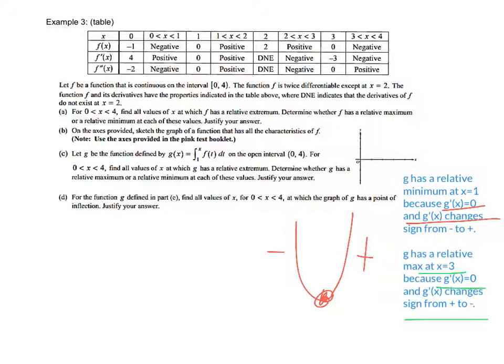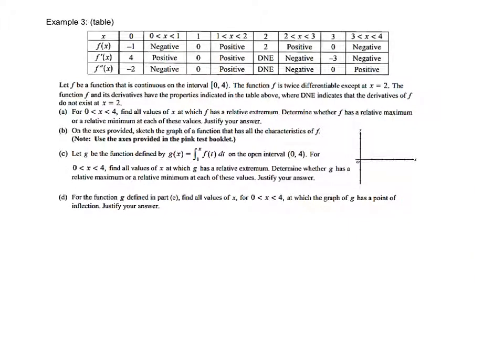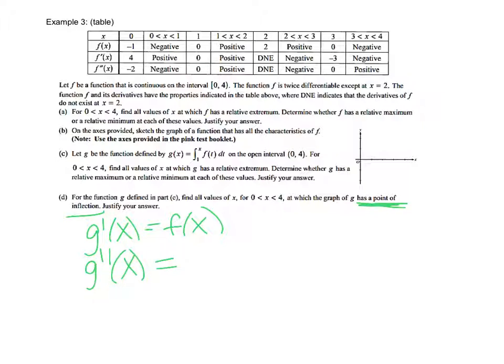Alright, next part of this question, the last one, part D. For the function g defined in part C, find all values of x between 0 and 4 at which the graph of g has a point of inflection, and justify your answer. So let's remember from part C we said g prime of x was equal to f of x, which means that the second derivative of g, which I'm looking at because it says point of inflection, so I should think second derivative, well, that would be the derivative of f, which is f prime, which is also given to me.